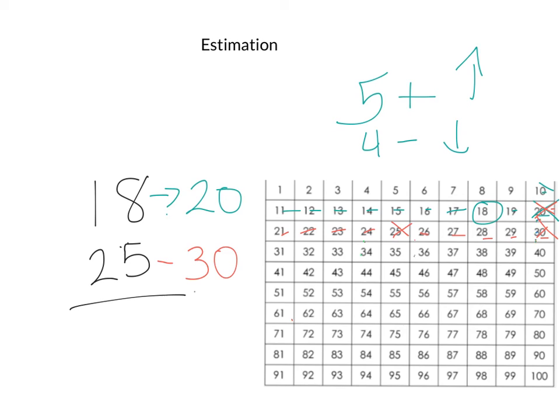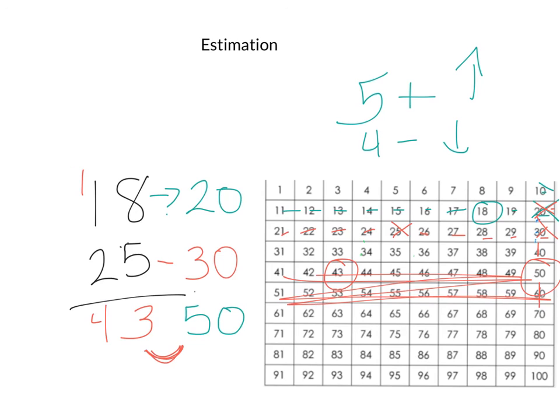We solve. 0 ones plus 0 ones is 0 ones. 3 tens plus 2 tens is 5 tens. Now for the real problem: 8 plus 5 is 13. Put down 3, carry a 1. 2 tens plus 1 ten plus 1 ten is 43. Now 43 and 50 look farther apart. Here's 43, here's 50. But guess what? It's within that 10 number. So today we're going to do some practice with this, and we're going to get a little bit better at using estimation to check our answers.